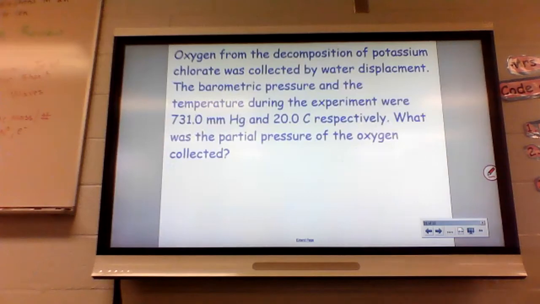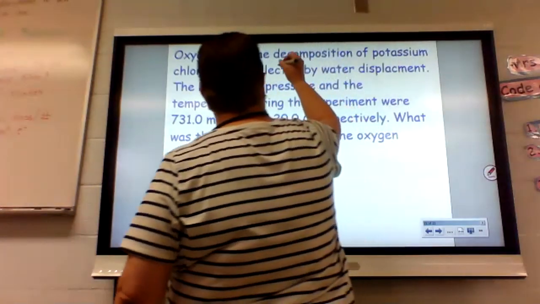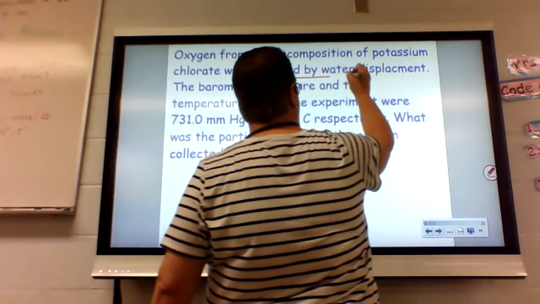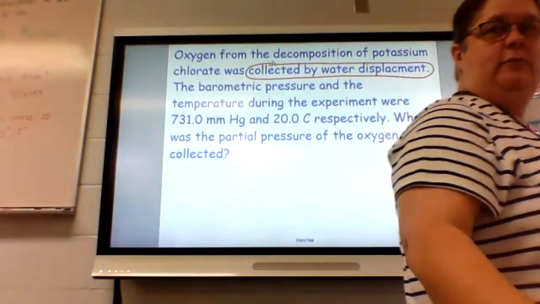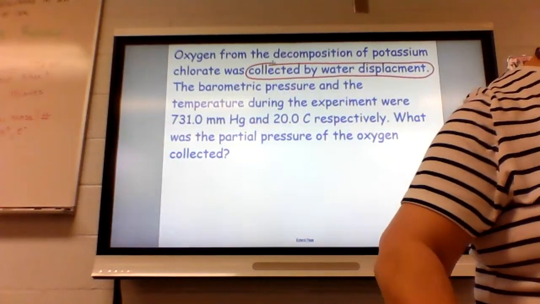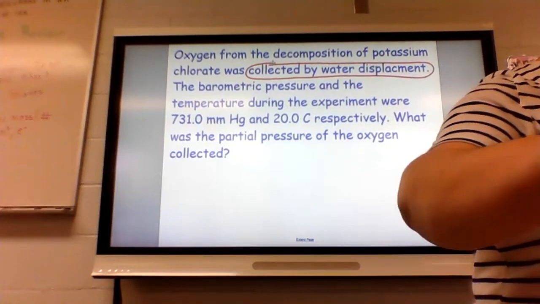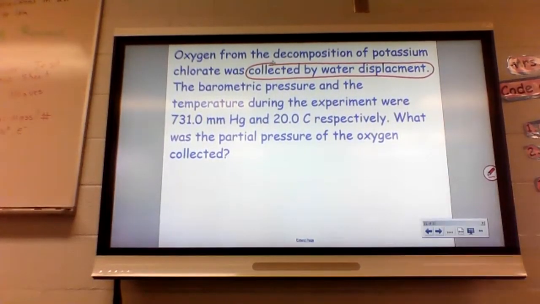So, here is a typical question for collected over water. Now, in order to use this formula, it has to use that phrase. Did I give you one? There you go. Now, as you're writing that down, be sure that you underline or circle that phrase. Because if it does not use that phrase, you're not going to use this formula and this chart to solve.